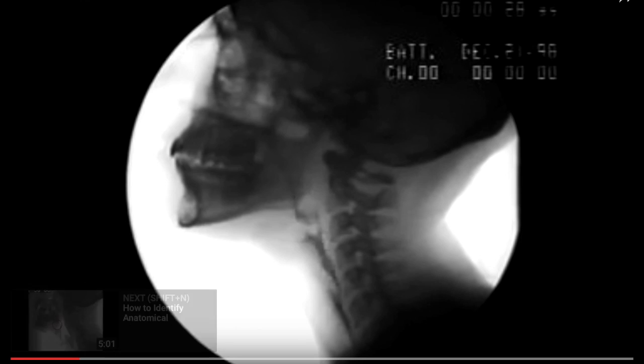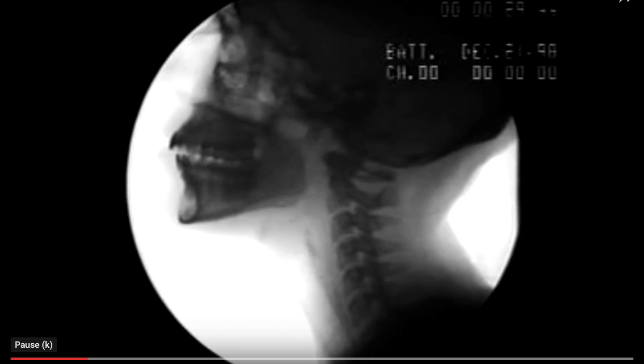The epiglottis is going to flip down, protecting the larynx, letting the bolus go completely down the pharynx, and it's going to make its way into the esophagus, clearing completely and not leaving any residue. And that completes the swallow.